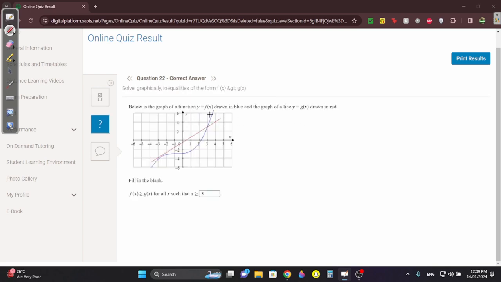Below is y equals f of x drawn in blue and the graph of line y equals g of x drawn in red. When is f of x greater than g of x? So when is the blue line greater than g of x, which is the red line? When does the blue line start becoming bigger than the red line? Over here at x equals 3. So after x equals 3, you see how the blue line becomes bigger.